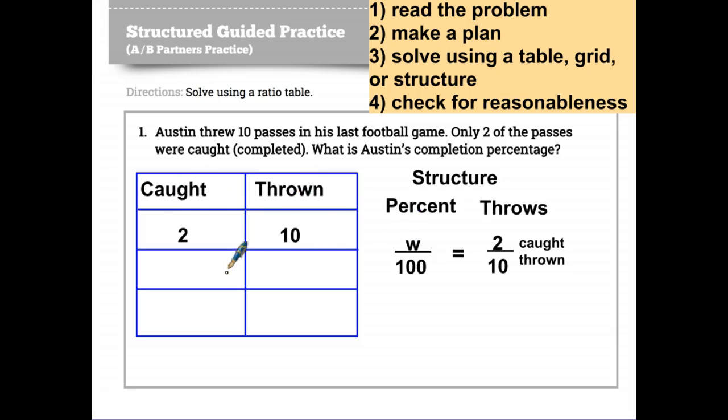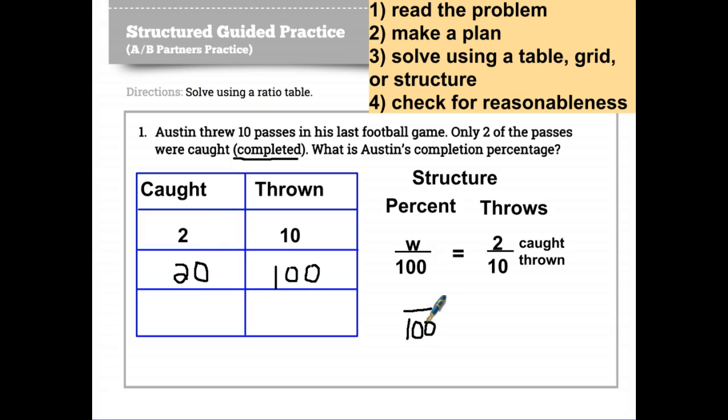And I'm looking at my table. And again, I know that I need a denominator of 100. So I'm going to write 100 over here. And I'm going to think, 10 times what is going to give me 100? Well, 10 times 10 is going to give me 100. That means 2 times 10 is going to give me 20. So what percentage was caught or completed? 20%.